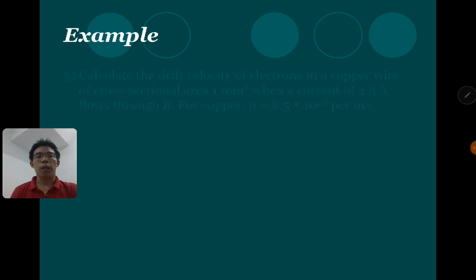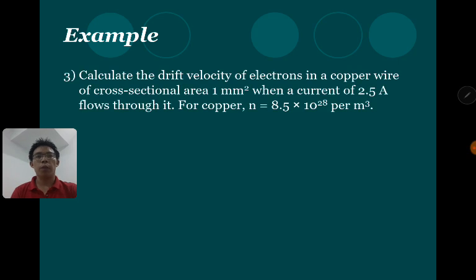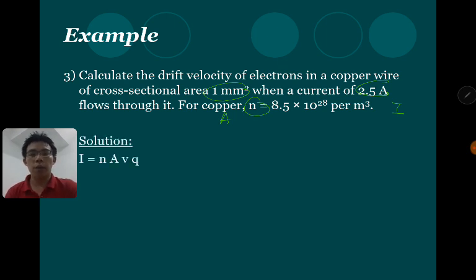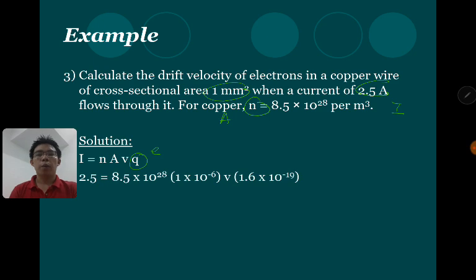Next question, we have a calculation of drift velocity. We are given the A here, we have the current I, and we have the n here. To calculate that, we have I equals nAve or nAvQ. This is also e if it's an electron. So we have 2.5 as the current, and the n, the A, and also the charge of the electron. From there you can get v as 1.8 times 10 to the power negative 4.